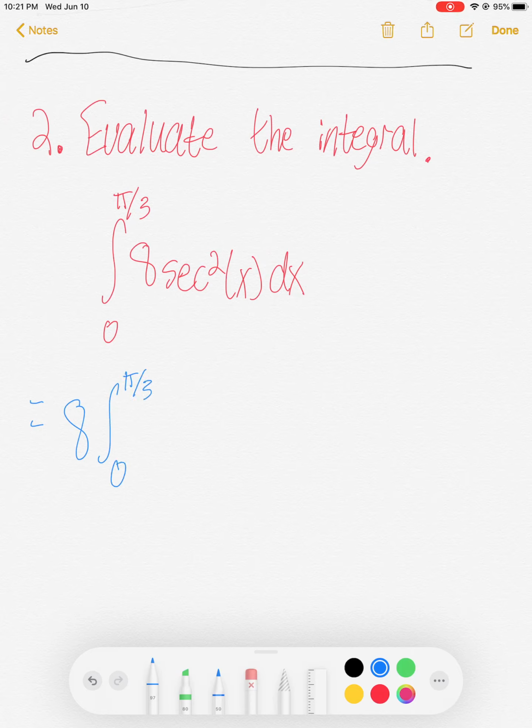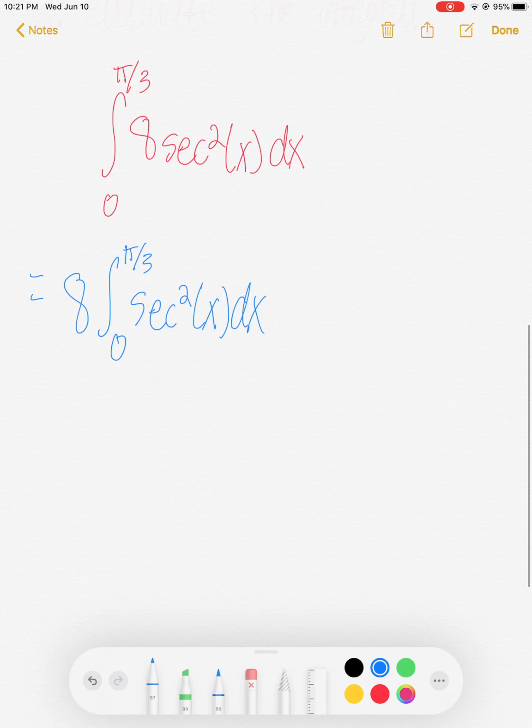So here we want to integrate 8 secant squared x dx over the interval 0 to pi over 3. The first thing that I'm going to do is pull this 8 out front. Remember, we can do that anytime that we have a constant. So this becomes 8 times the integral from 0 to pi over 3 of secant squared x dx.